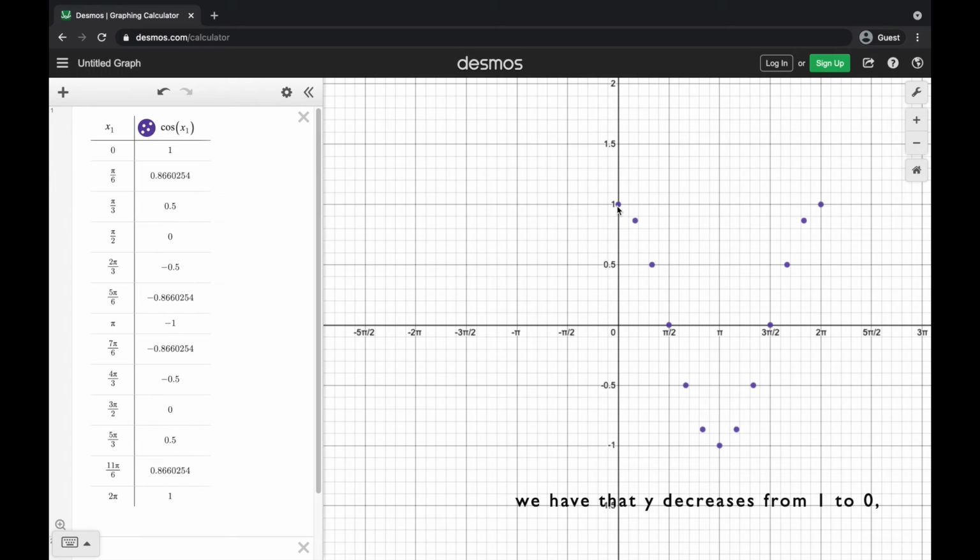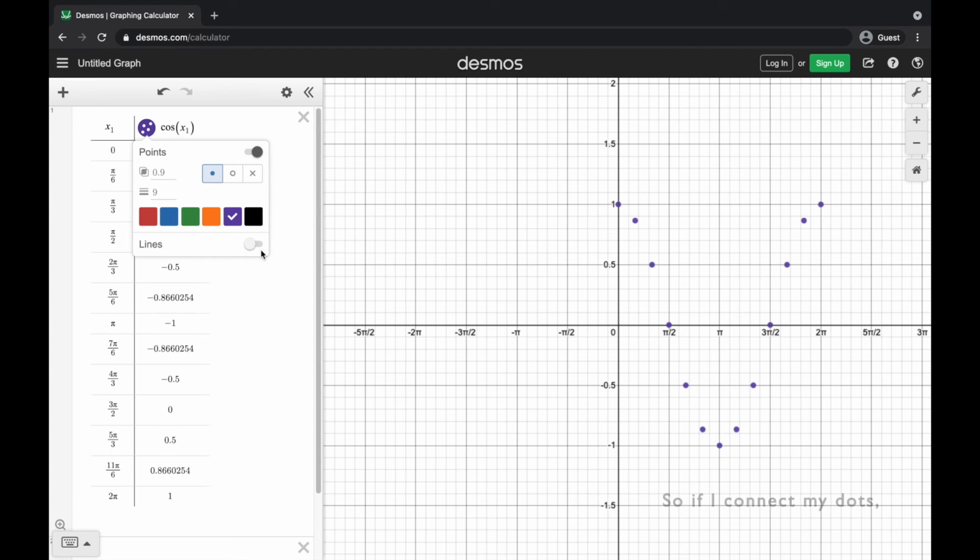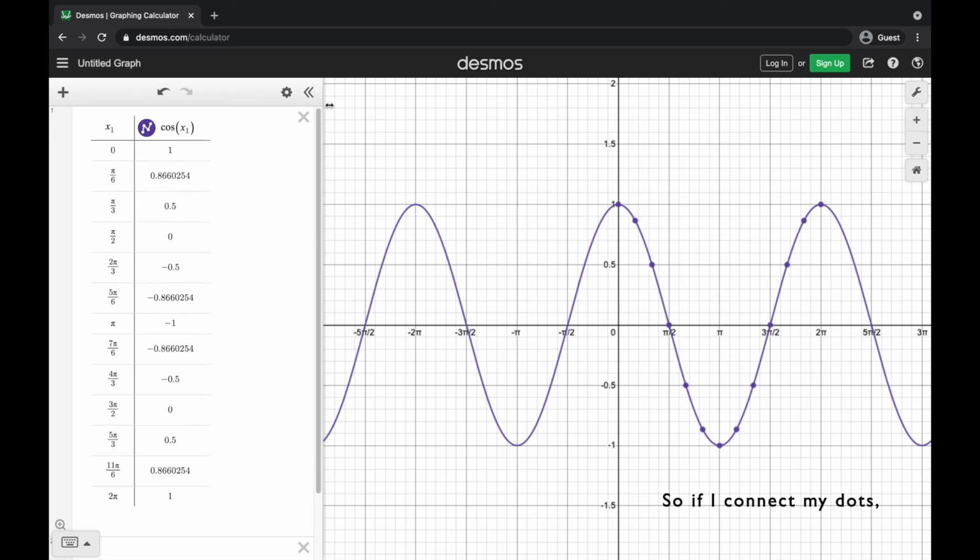We can see that y decreases from 1 to 0, and then from 0 to negative 1. It then increases from negative 1 to 0, and 0 to 1. And since this is a periodic function, this pattern should continue indefinitely. So if I connect my dots, we can see what the graph of cosine looks like.